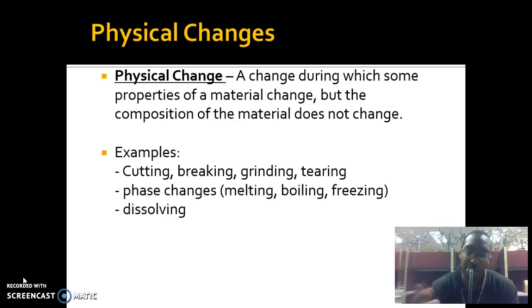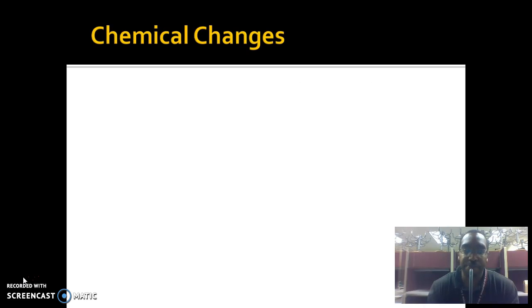Now, keep a note that phase changes are also physical changes. So you have melting, boiling, freezing, condensing, evaporating, and so forth. Phase changes are also considered physical changes, and also dissolving. Dissolving is a physical change because all you have to do is evaporate the water out and you can get the substance right back. It's not like it transformed into something totally new. It was dissolved in water, or what we call aqueous.